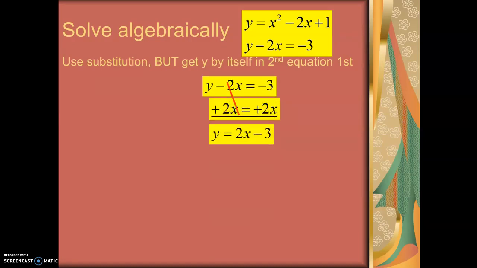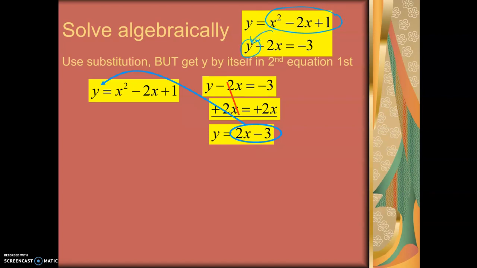And I have y is equal to 2x minus 3. And now I can replace y with 2x minus 3. Or I could even replace y over here with x squared minus 2x plus 1. However, let me just go down this other path. So the other thing I could do is I could put this in here for y, in which case I would have x squared minus 2x plus 1 minus 2x equals -3.